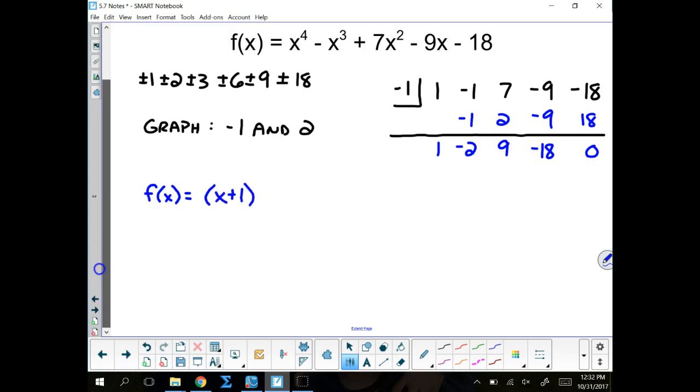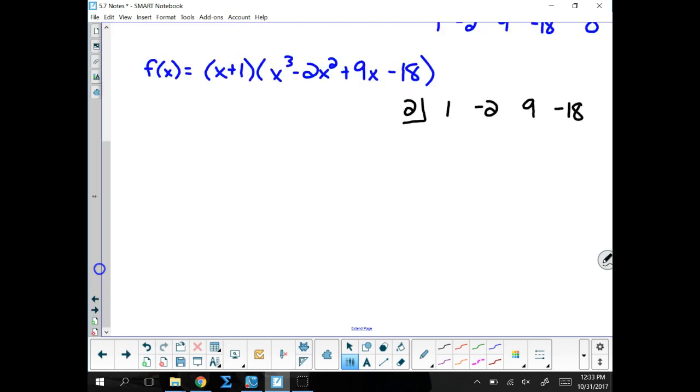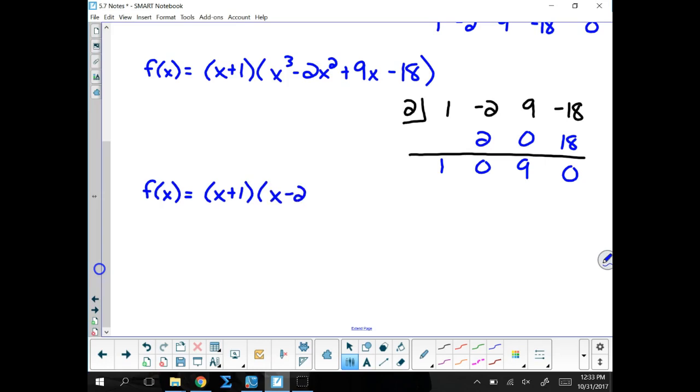is x plus 1 times x cubed minus 2x squared plus 9x minus 18, right? Then we also said from the graph that 2 worked. One, 2, 0, 0, 9, 18, 0. So now f of x is x plus 1 times x minus 2 times x squared plus 9.